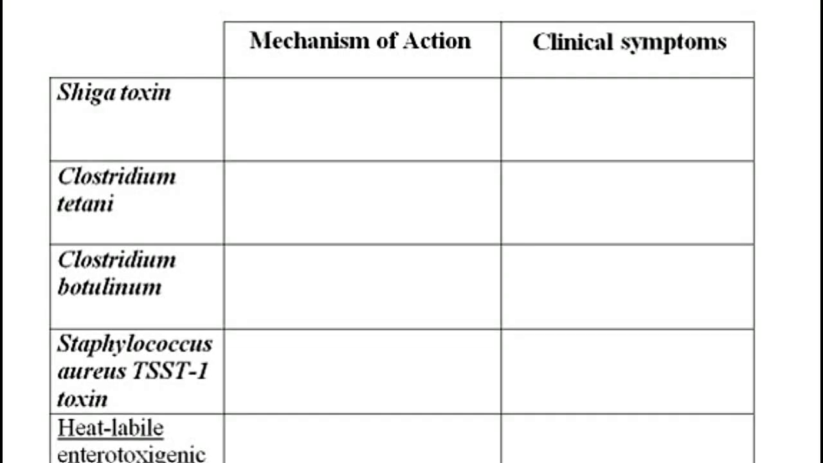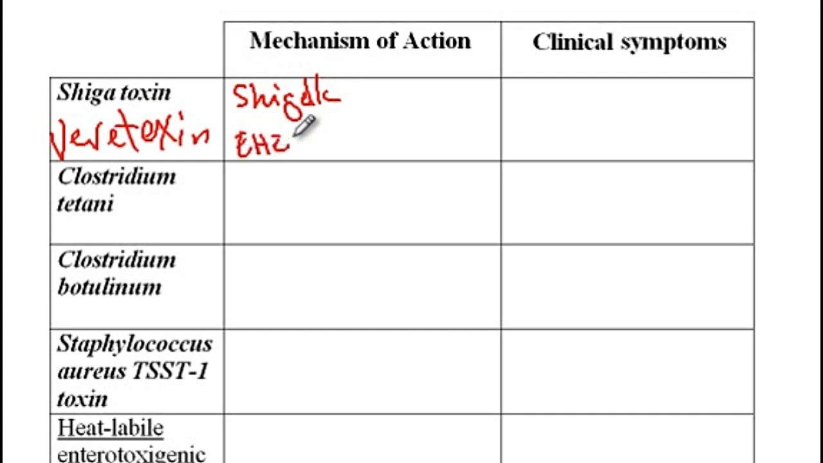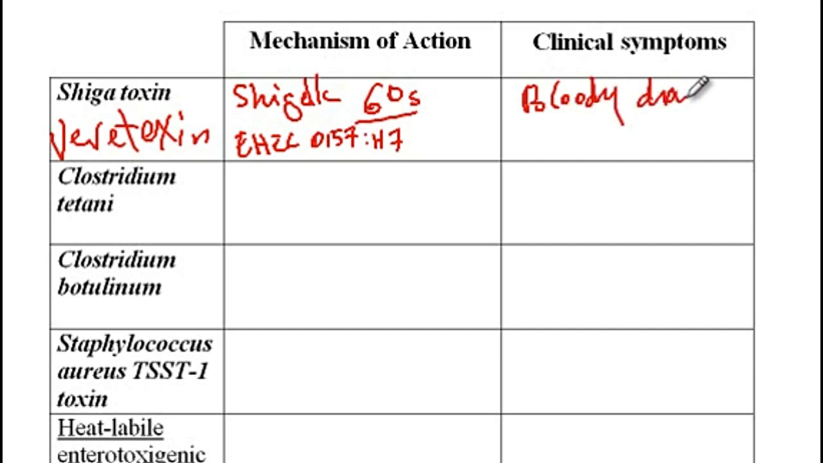In this video, I will go over the mechanism of action of different bacterial toxins, starting with Shiga toxin. The other name for Shiga toxin is verotoxin, and it's produced by both Shigella and enterohemorrhagic E. coli O157:H7. The mechanism of action of this toxin is by blocking the 60S ribosomal RNA, as a consequence of which it will cause bloody diarrhea.